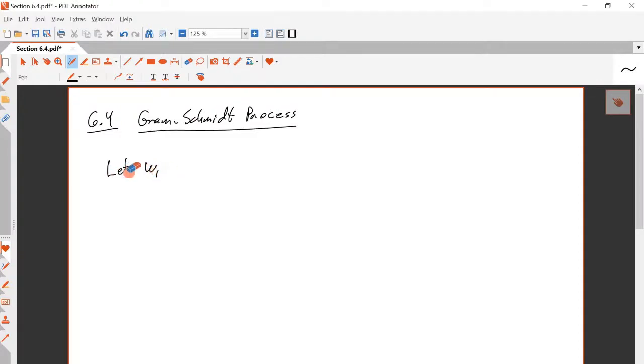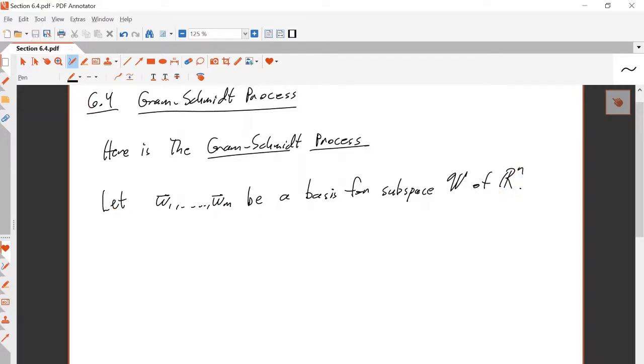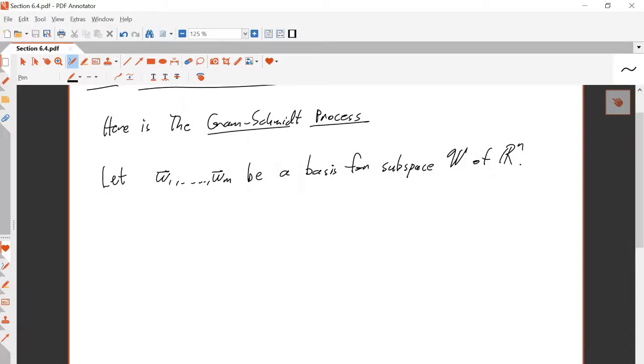Let W1 to Wm be a basis for subspace W of Rn. Okay, typically not the whole of Rn. You'll see why in a moment. It's some proper subspace.